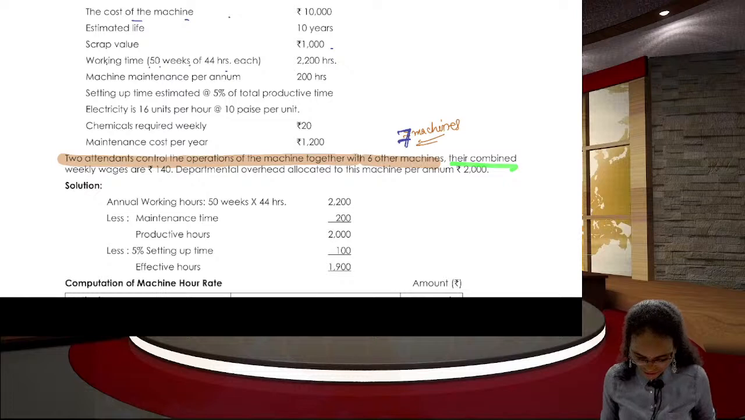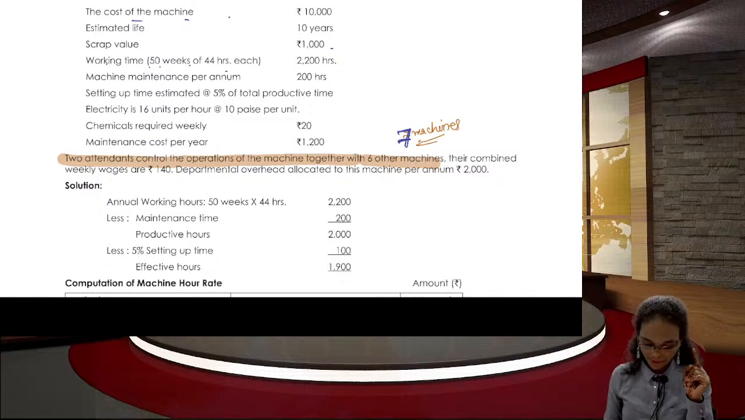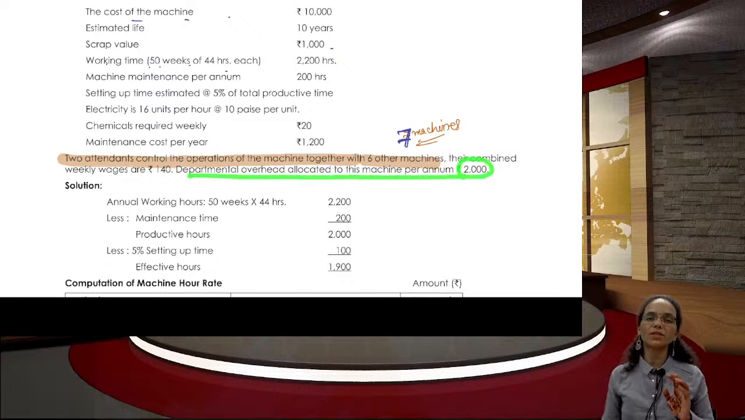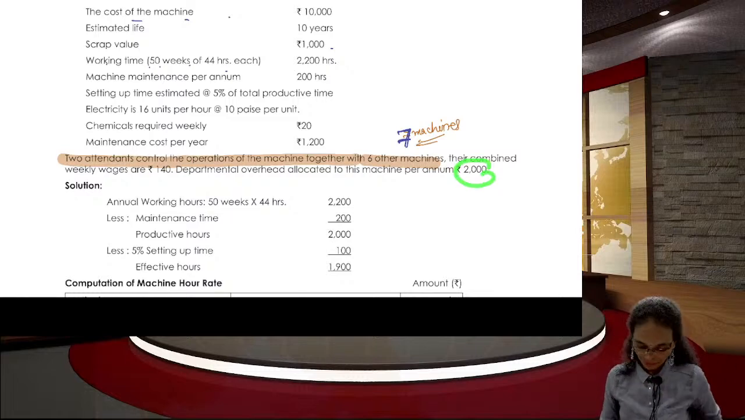Their combined weekly wages is 140 rupees. Weekly, not monthly. Weekly 140 rupees for the 2 attendants combined. Departmental overheads allocated to this machine is 2000 rupees. This is also a fixed expenditure, when it is allocated.